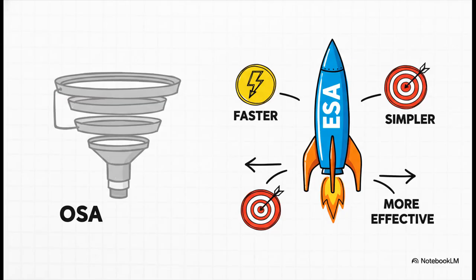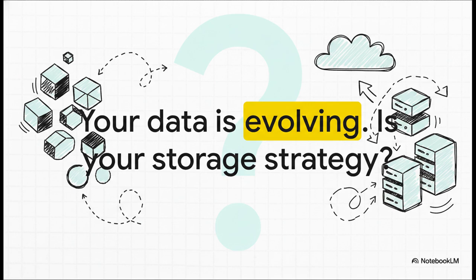So yeah, the recommendation here is pretty much a no-brainer. If you're looking for the best of both worlds, top-tier performance and maximum space efficiency, the vSAN Express Storage Architecture is the way to go. It's simpler, it's faster, and frankly, it's just more effective for what we need today. At the end of the day, this whole evolution from OSA to ESA is more than just a tech refresh. It's really about making sure your infrastructure is ready for whatever comes next. Your data isn't standing still, and with ESA, your storage strategy won't be either.